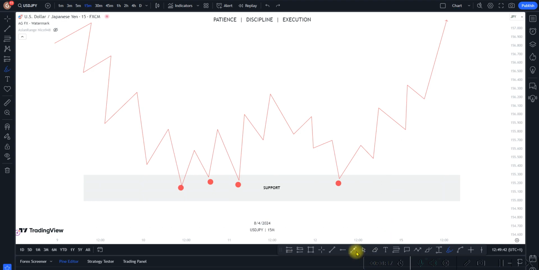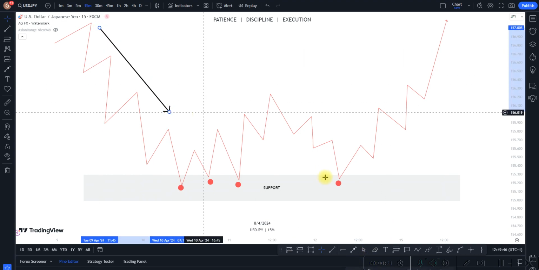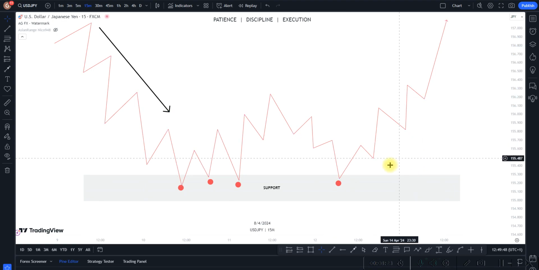This initially was a bearish market. As you can see, this was a bearish market, and then we saw an upward movement in price after touching this particular zone.